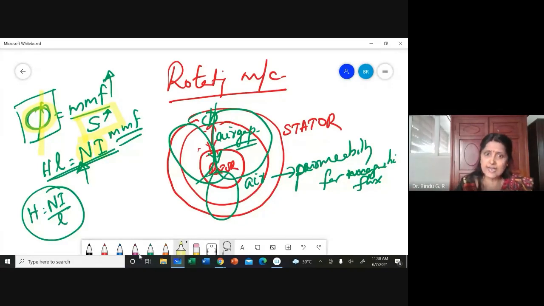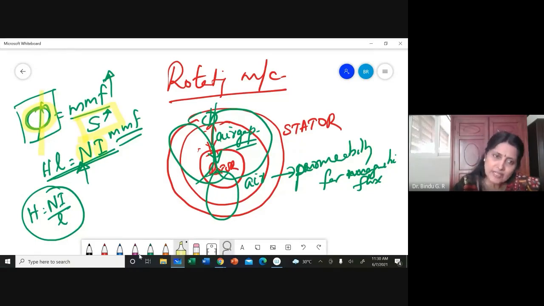But as electrical engineers, we should be thankful that air is not an insulator of magnetic flux, because only then can there be rotating machinery. Only then can there be rotating machinery, because you have to make the flux pass through the air.